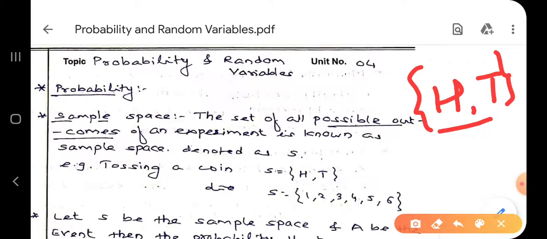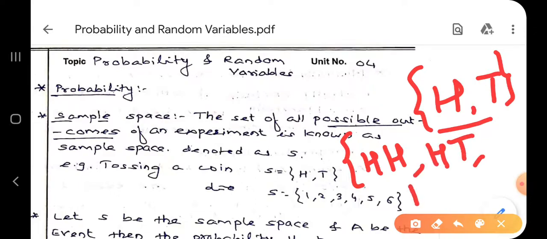Suppose I toss 2 coins, then what are the outcomes? I get both heads, then one head and one tail, then one tail and one head, or both tails. The total number of outcomes is 4: HH, HT, TH, and TT. Understood? That is when two coins are tossed.